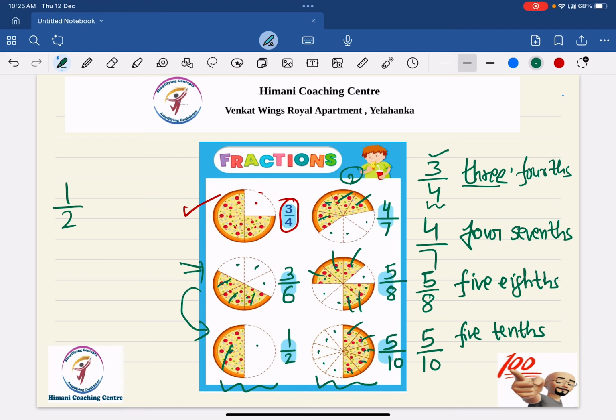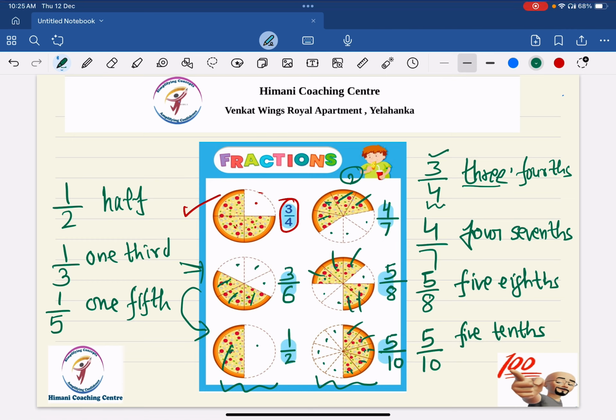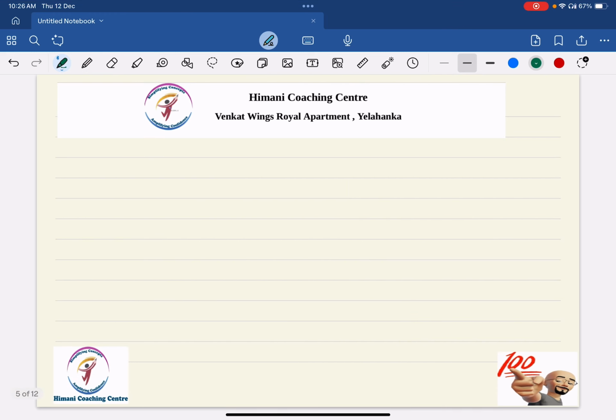Okay, 1 by 2 is simply half. Okay, we can just write. Now if I want to write 1 by 3, so we will say 1 and we will say third, 1/3. Similarly, if I want to write 1 by 5, so what will we write? 1/5. Okay, so this is how we write the fractions in words. Okay, kids, I hope this part is clear to all of you. Okay, now let us move to next part.